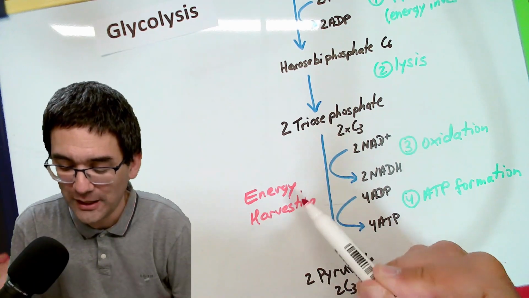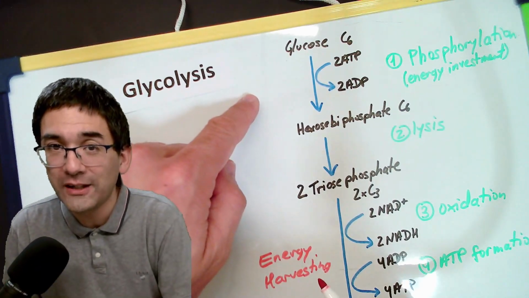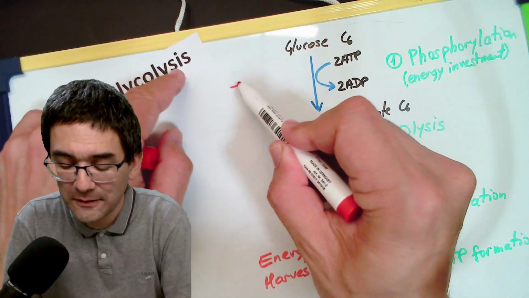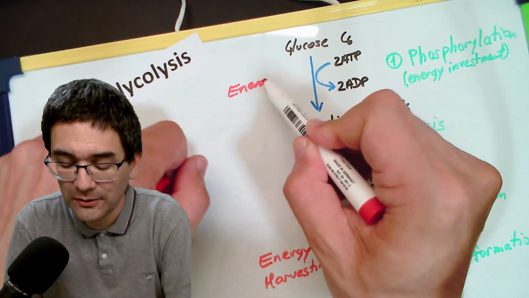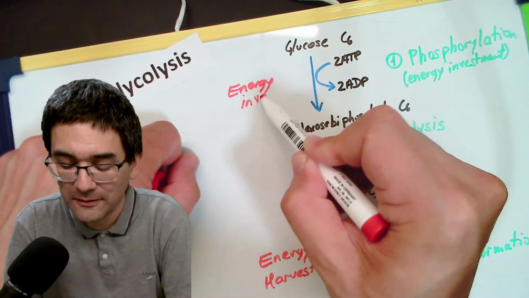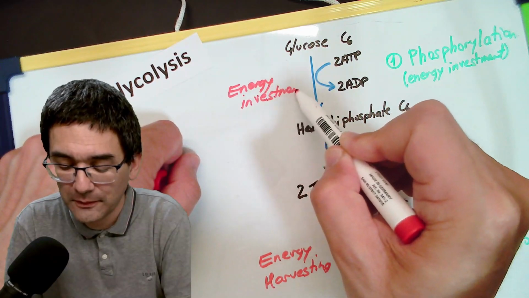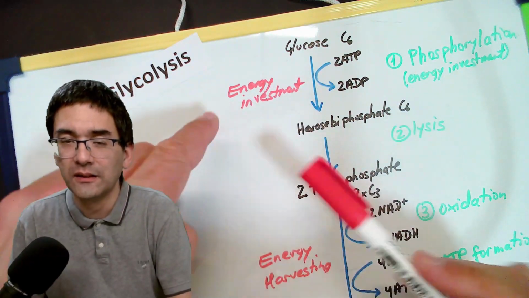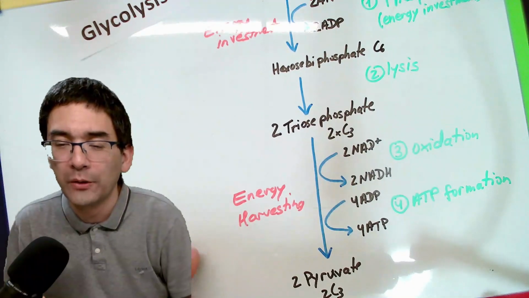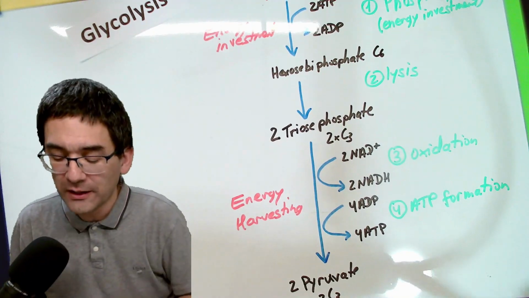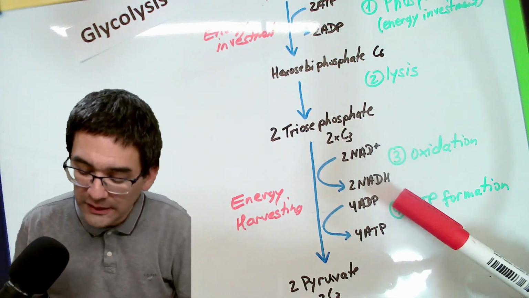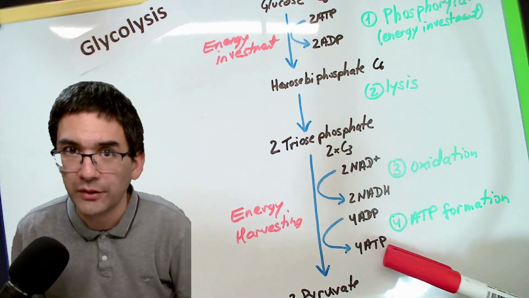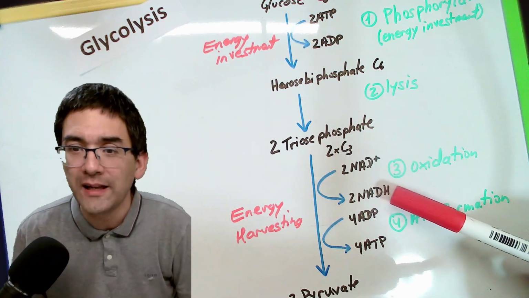We're getting energy out, and up here we have our energy investment. Okay, we have to invest a little bit of energy first to get more energy out. And as a matter of fact, we're not getting out energy only in the form of ATP, 2 more than we invested, but also in the form of high energy electrons.